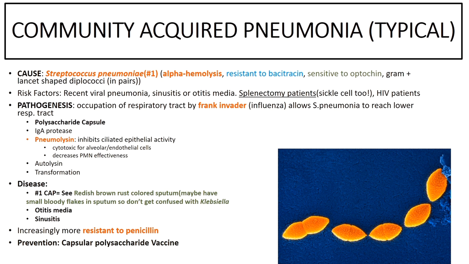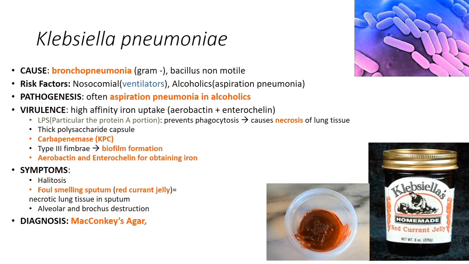Also the risk factors for this, since it's community acquired, you don't put people on ventilators like you do in giving someone Klebsiella. This is just someone that coughed on you and now you have pneumonia. Other things are otitis media and sinusitis. We discussed those. They've been becoming more resistant to penicillin, so that might show up on your Step when you get there, but I'm not sure. But prevention, pretty much we create a vaccine against that polysaccharide capsule, and we can prevent this guy. And that's known as your pneumococcal vaccine.